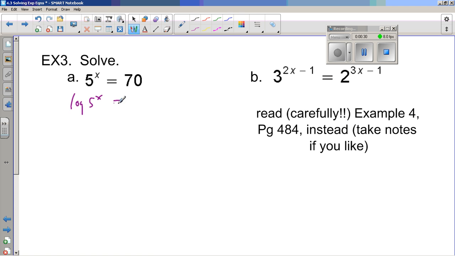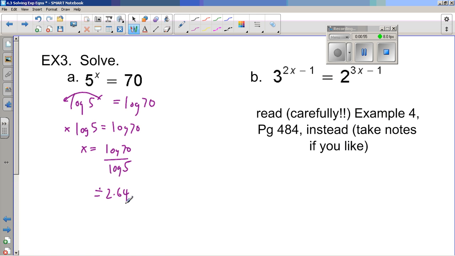That's the operation that gets the unknown out of the exponent and onto ground floor, and then it's a calculator problem. Okay, divide both sides by log 5, jam that into a calculator. By the way, this is exact, and maybe we would be fine with that, but often we like to get an approximate answer, which is around 2.64.